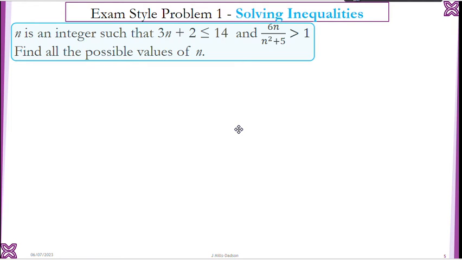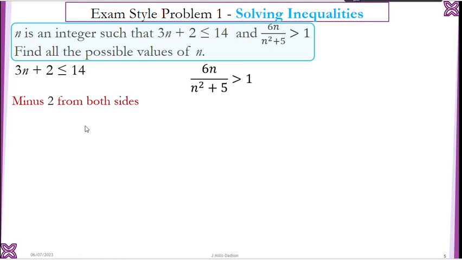So here we have n is an integer such that 3n plus 2 is less than or equal to 14, and 6n all over n squared plus 5 is bigger than 1. And we have to find all the possible values for n. So in such a situation, when you have this kind of question, you've got to solve these two inequalities separately.